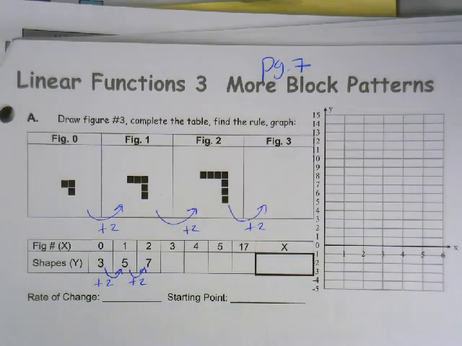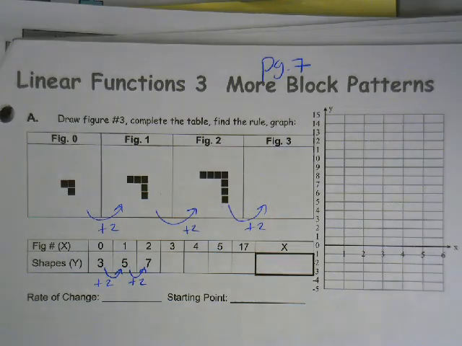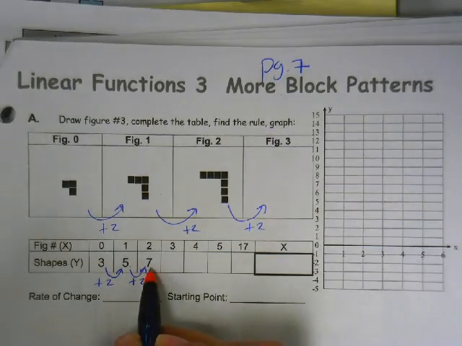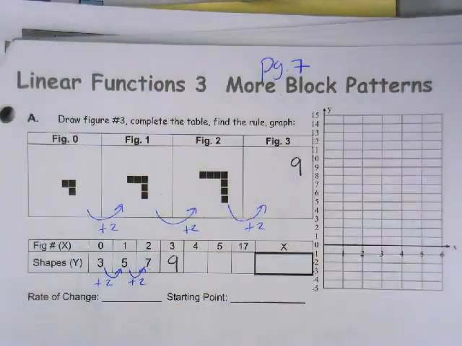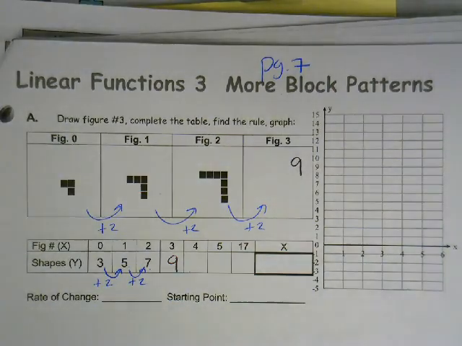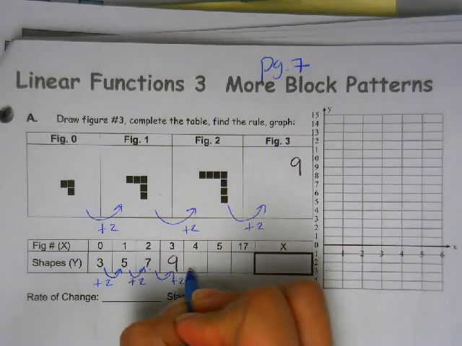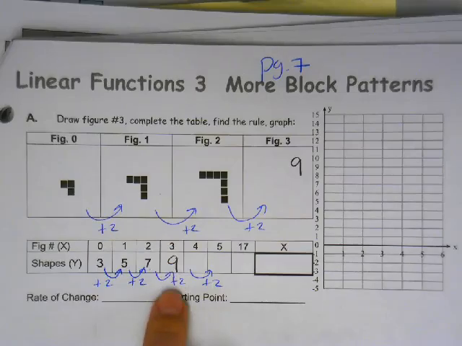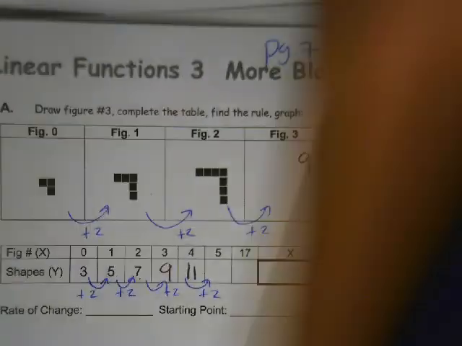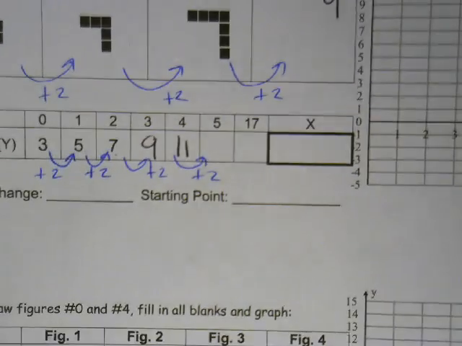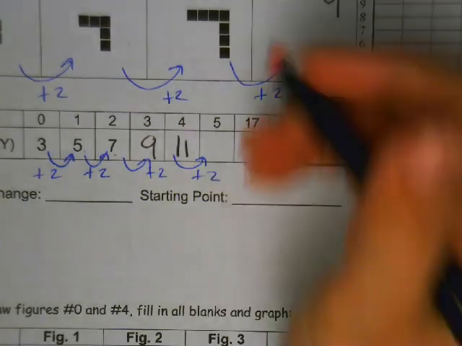So if we continue the pattern, how many little squares should I expect in figure 3? It's 7, and then 7 plus 2 would give me 9. So I should have 9 squares in figure 3. So we keep adding by 2. What's 9 plus 2? 11. Now we have 11. And now we're going to add another 2. So what's 11 plus 2? 13. And we're going to stop there.